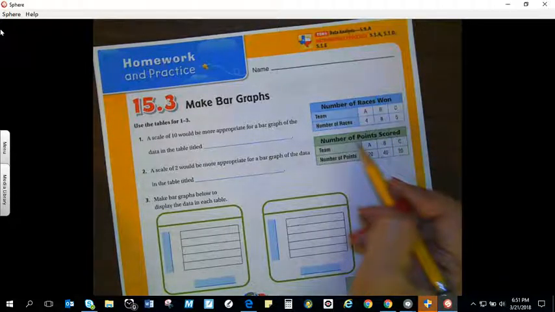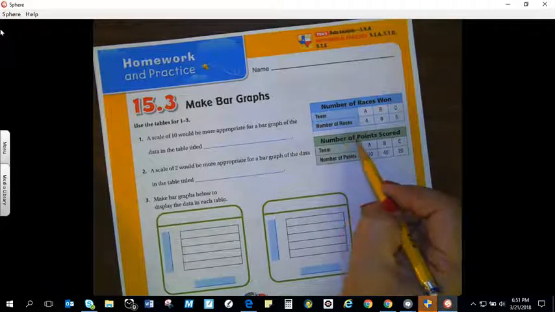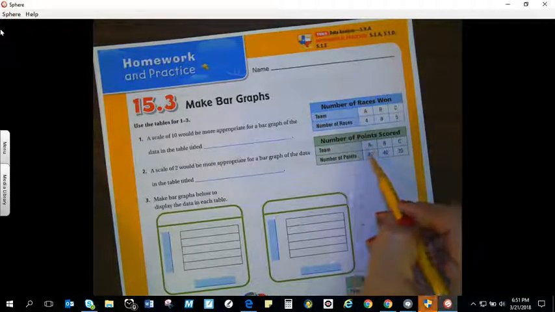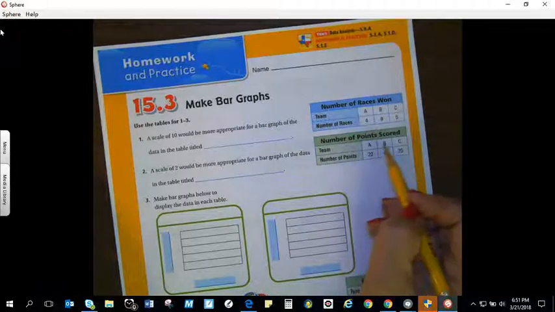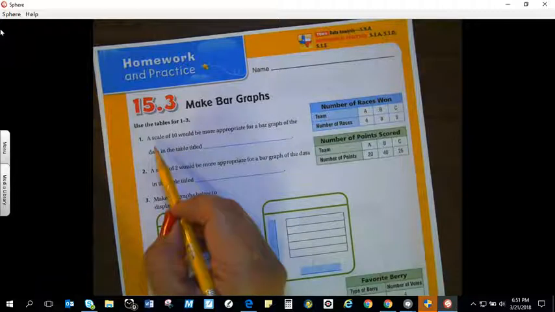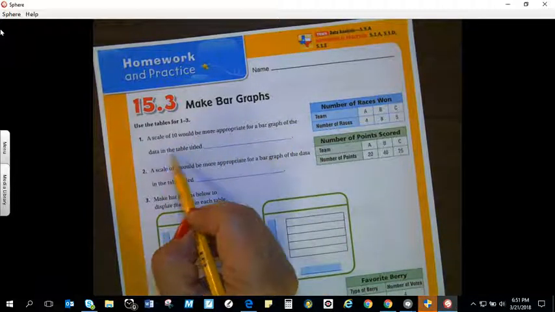Okay? This table, the title of it is Number of Points Scored. Team A scored a total of 20 points. Team B scored a total of 40 points, and Team C scored a total of 25 points. Let's take a look at our questions. A scale of 10 would be more appropriate for a bar graph of the data in the table titled.